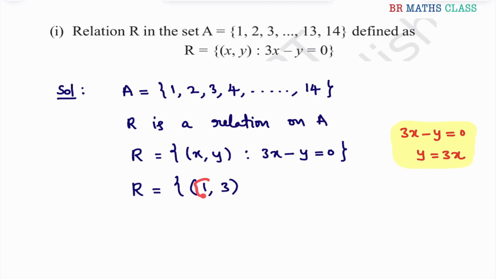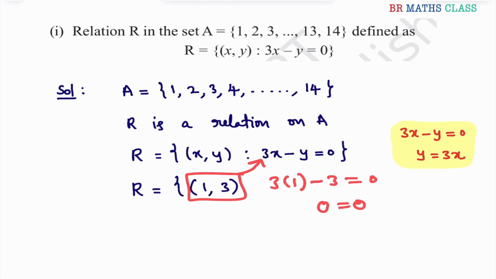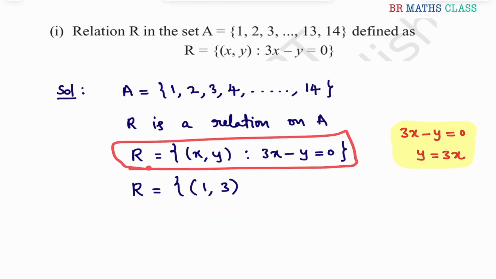You observe one thing, 1 is there in set A, 3 is also there in set A, and when I substitute 1 comma 3 in this equation, it must and should satisfy. See, x value 1, y value 3, substitute in this: 3 into 1 minus, in place of y you write 3. So left hand side is 3 minus 3, 0. 0 equal to 0, satisfying. So this ordered pair 1 comma 3 belongs to this relation. Actually, this relation is in set builder form. I am writing this relation in roster method. Roster method is what? Set of all elements are listed like this. 1 comma 3 is one element.